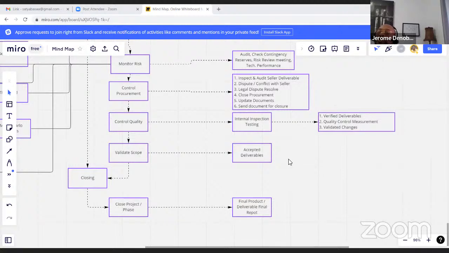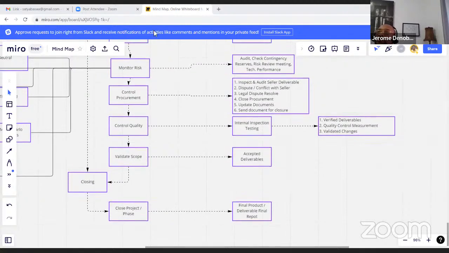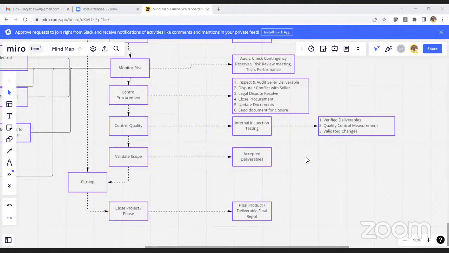What did we miss? Anything? I think in this one we missed out having the final lessons learned registered, and then release the resources for the PM or for the next project.